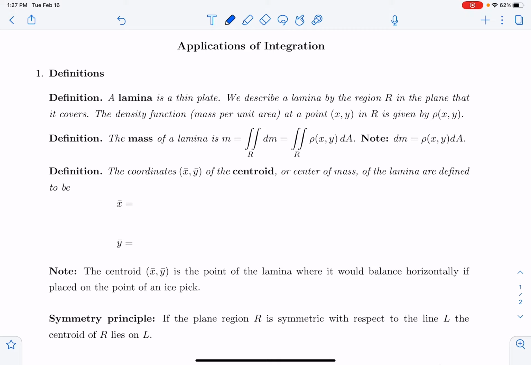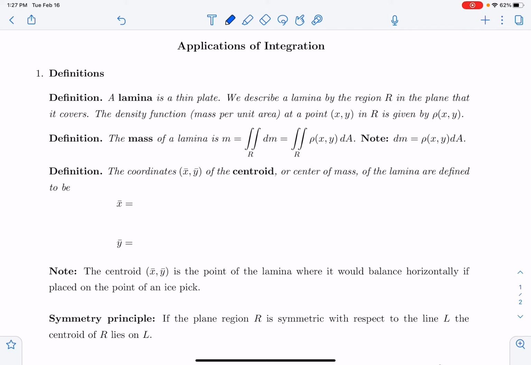So once we have a mass density in a region in the plane R, then if we want to find the total mass, we can integrate that density. So the mass of a lamina is the double integral over that region R dm, or the double integral over that region R of our density rho of xy dA. So in this sense, we're saying a little bit of mass, dm, is the density rho of xy times a little bit of area. So just like in single variable calculus, if we integrate the density, then we're going to get mass.